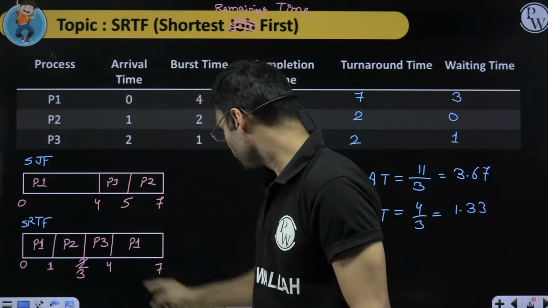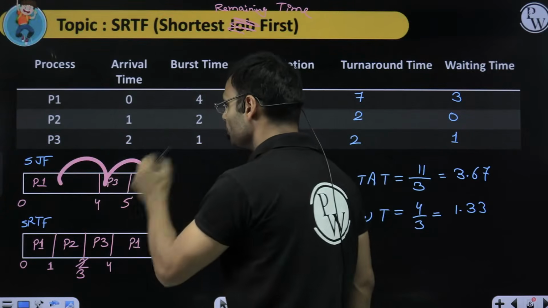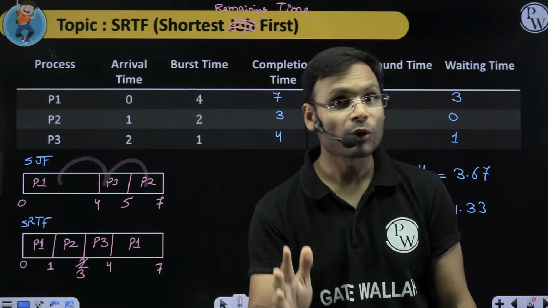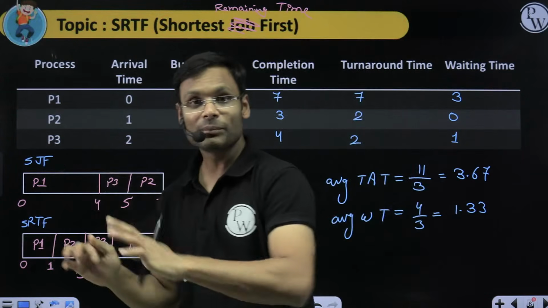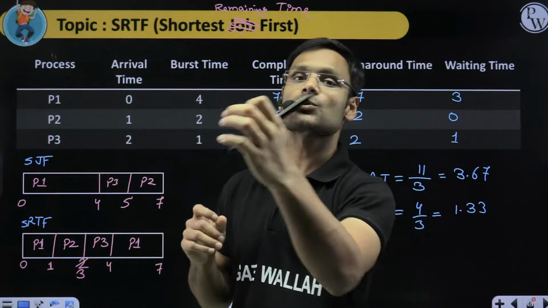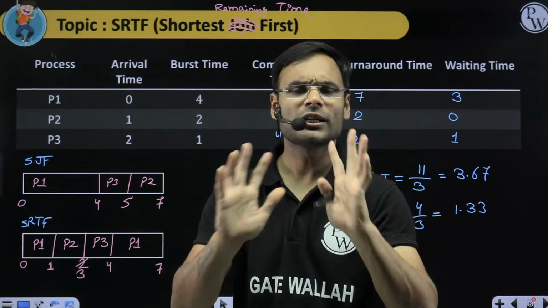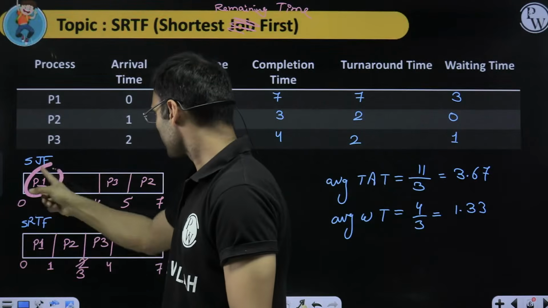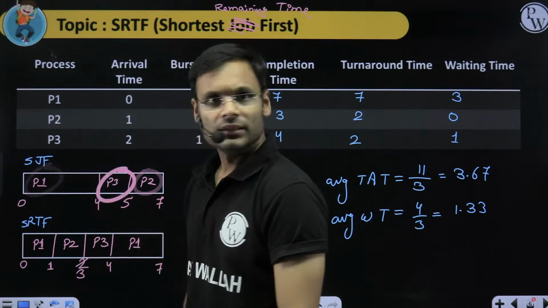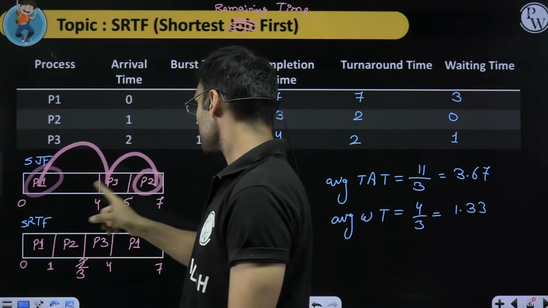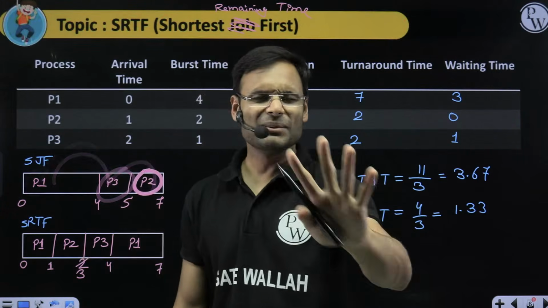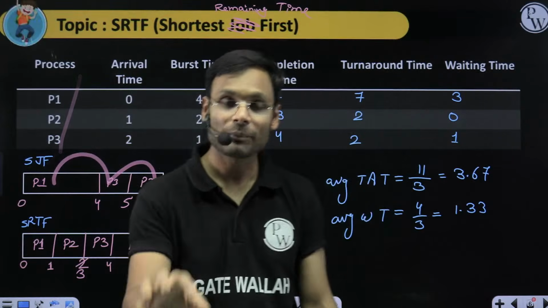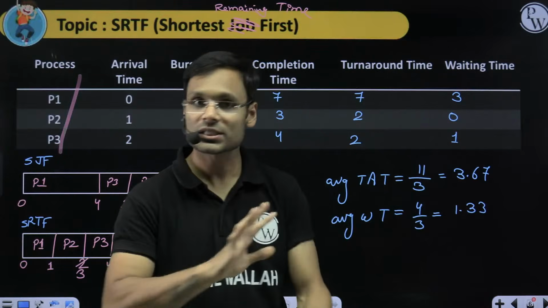In SJF, only 2 context switches. Look at this, 1 and 2. 3 processes, 2 context switches always. If n number of processes are there, non-preemptive algorithms will have n minus 1 context switches. No thought process needed. Always n minus 1. N times process run happens, then n minus 1 times switching: 1 to 2, 2 to 3. Simply n minus 1.